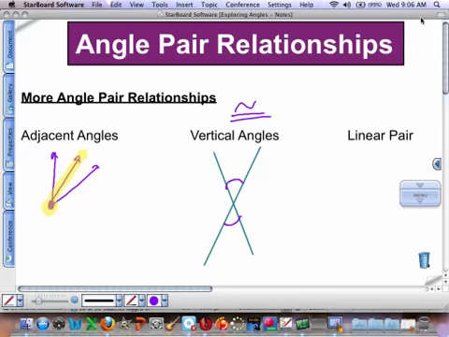And then talking about linear pair. What does that actually mean? Linear pair. Something about a line. That's the linear part. Pair means what? A group, so a pair of angles that make a line. That's it. Two adjacent angles that form a line.